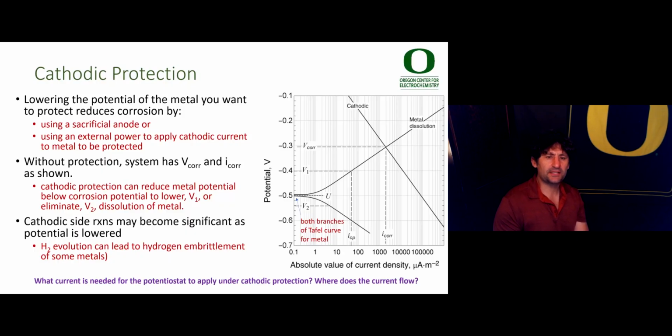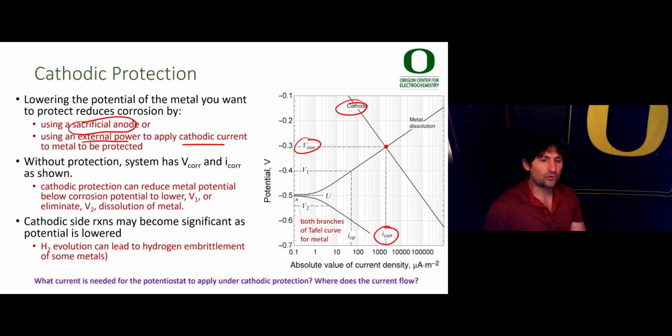You can lower the potential of the metal you want to protect to reduce corrosion. And you can do this either using a sacrificial anode, like we mentioned, or using an external power supply to apply a cathodic current to the metal you want to protect. So imagine here, without protection, the system has V corrosion here and I corrosion here. So here's the cathodic branch of our Evans diagram. Here's the metal dissolution branch. And I don't want the thing to corrode this fast. This is an important piece, maybe a part of my boat, and I want to protect it.